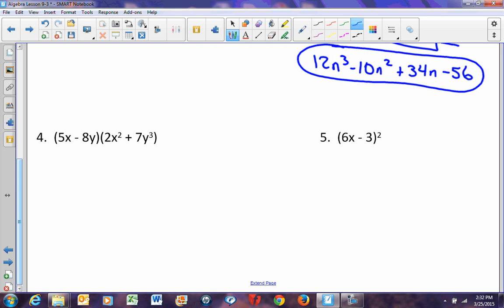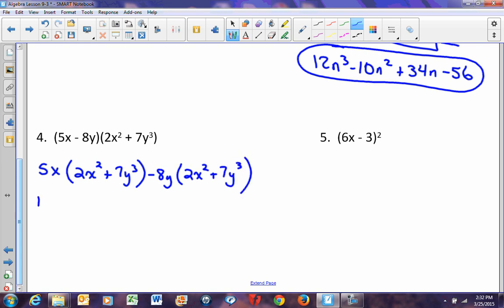Problem 4 is just a little bit different from problem 3 because we have more variables. We have 2 sets of variables, an x and a y. So don't let that confuse you, you're still going to do the same thing. I'm going to take 5x and multiply it by 2x squared plus 7y to the third. And I'm going to take my negative 8y, and I'm going to multiply it by 2x squared plus 7y to the third.